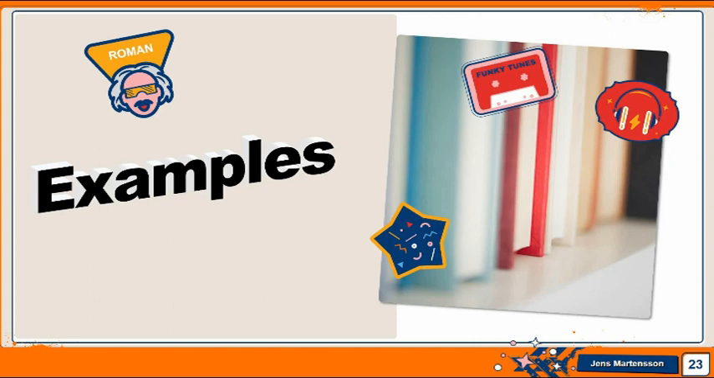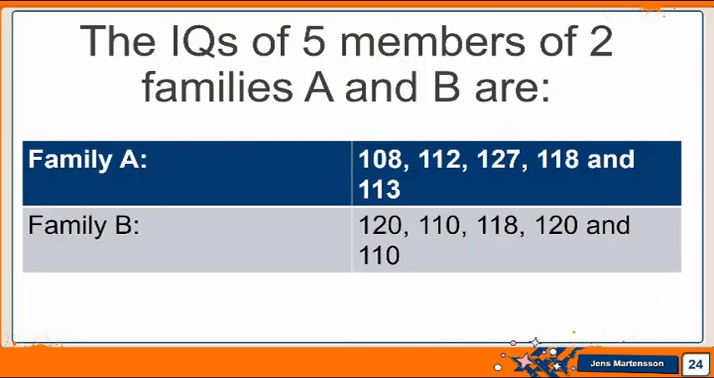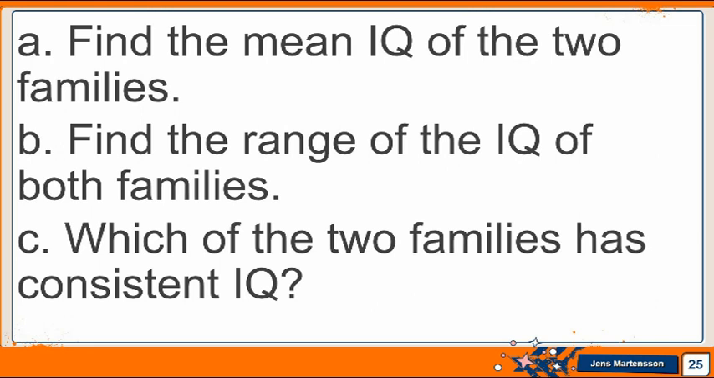Let's proceed with the example. Makikita natin ito sa video mamaya. The IQs of 5 members of 2 families, A and B, are the following. Family A has 108, 112, 127, 118, and 113, while family B has 120, 110, 118, 120, and 110. The questions: A, find the mean IQ of the two families. B, find the range of the IQ of both families. C, which of the two families has a more consistent IQ? To see how to compute for the measures of variability, continue watching this video.